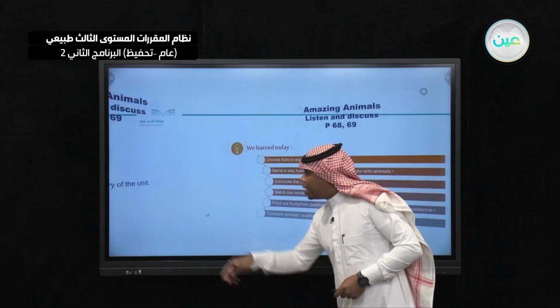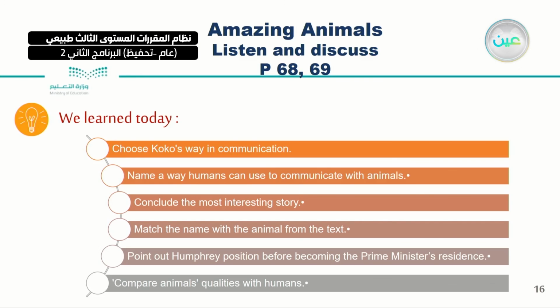At the final slide, we go back to the objectives. We choose Coco's ways in communications. Name a way a human can use to communicate with animals. Conclude the most interesting story. Match the name with the animal from the text. Point out Humphrey's position before becoming the Prime Minister's residence. And compare animals' qualities with human.